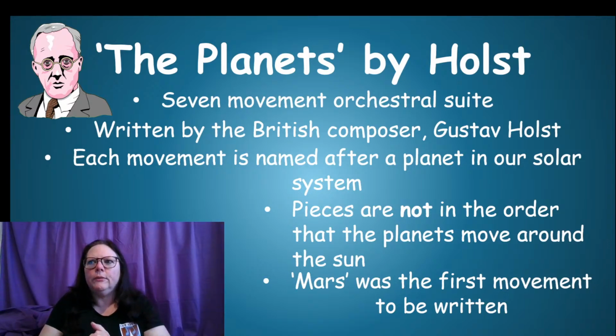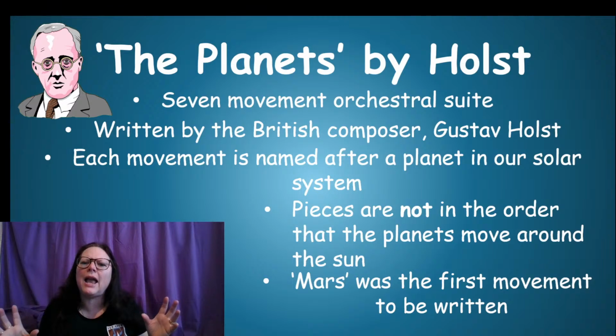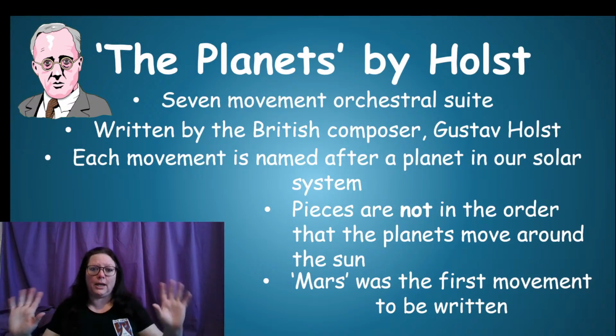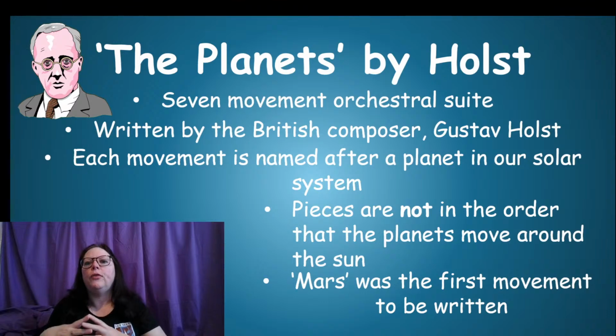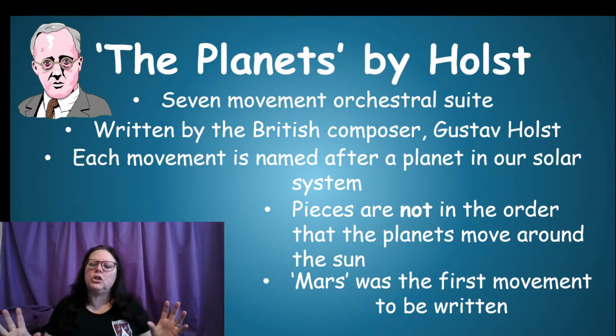What else can I tell you? Mars was the first one to be written, but then it was followed by Venus and Jupiter. And it is written for an absolutely huge, I mean, massive orchestra. There are 4 horns, a group of trumpets, trombones, 2 sets of different types of trombones. You've got 2 harps. You've got piccolos, flutes, oboes, bass oboe, English horn, clarinets, bass clarinet. It's a huge orchestra that he's writing for.